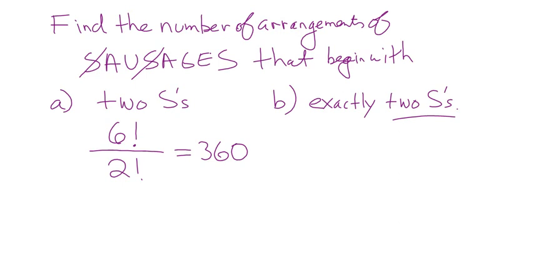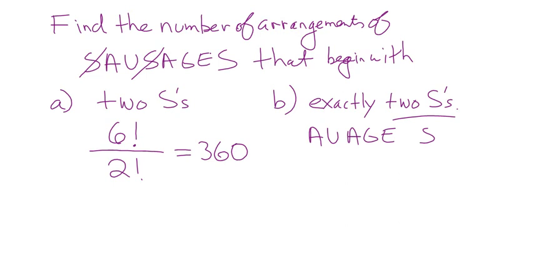So it begins with exactly two S's. Now let's think about it this way. We've got the two S's there, so we've got A, U, A, G, E, S remaining. But we know that that can't be the next letter. So we've thrown out two S's. What can our third letter be? How many choices do we have?